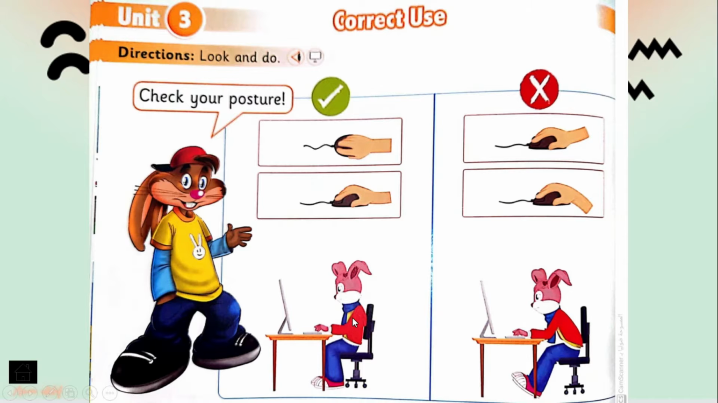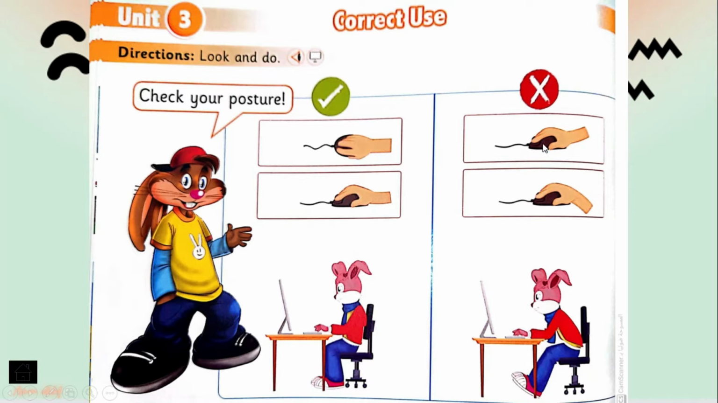What about how to sit? Look, his back is straight. This one is sitting correctly. But this one, his back is not straight, so he will hurt his back. So you have to sit like this.